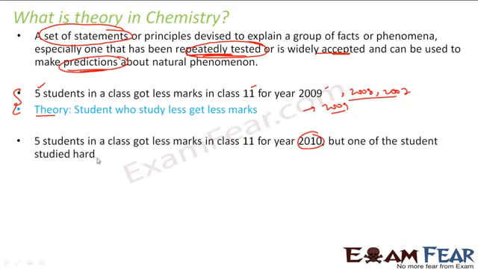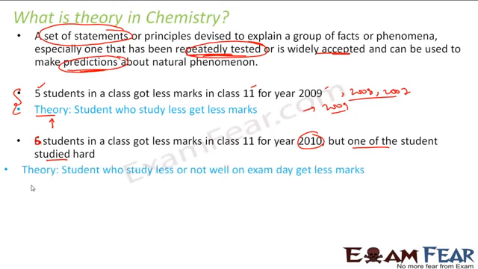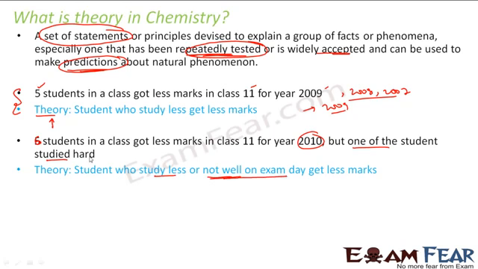5 students again got less marks, or let's suppose 6 students got less marks this time, doesn't matter. But in this case, 1 student studied hard, but still he got less marks. So this theory failed for this 6th student, right? So again, the teachers, because they are the ones giving the theory, did all this investigation and found that students who study less get less marks, or who are not well on the exam day will also get less marks. Because this particular 6th student who got less marks this time was a studious student. He was among the toppers, but he was not well on that examination day and he got less marks.